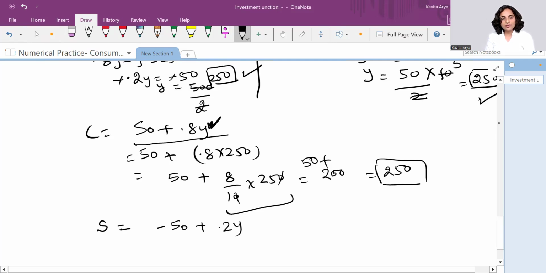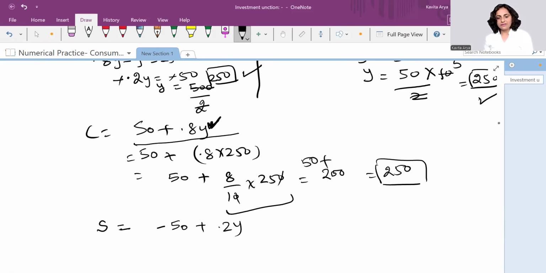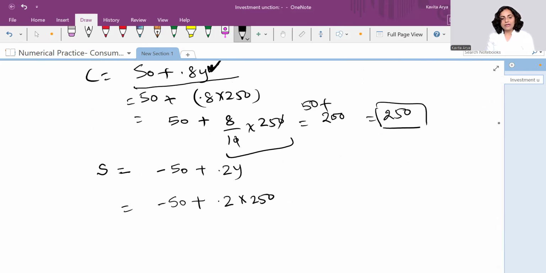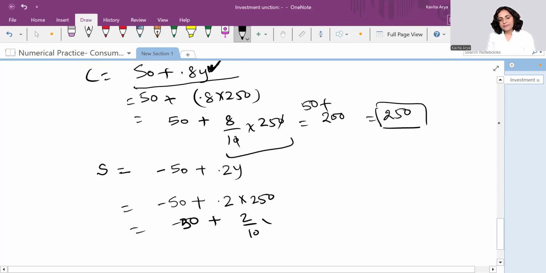So the savings function was minus 50 plus 0.2Y. Just see this function, you would be able to understand. 50 becomes minus 50, 0.8 becomes 0.2. So this is my savings function. So at break-even, what's the level of income? At break-even, the level of income is 0.2Y into 250. So see, I'll just do it.